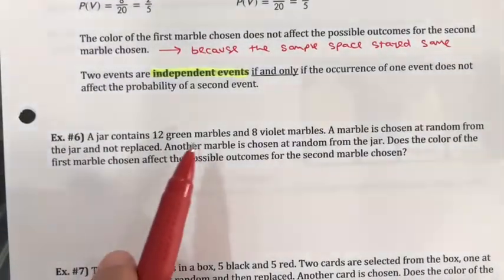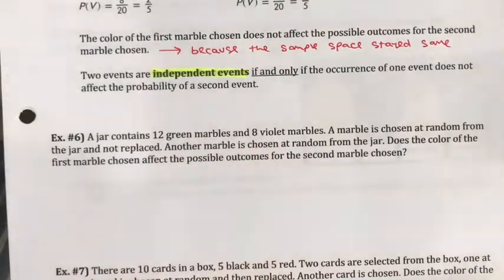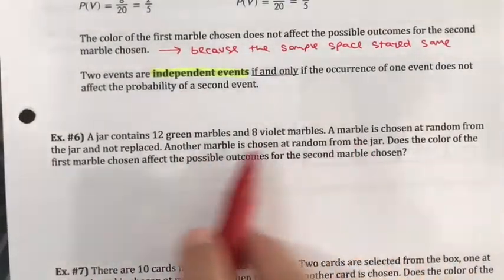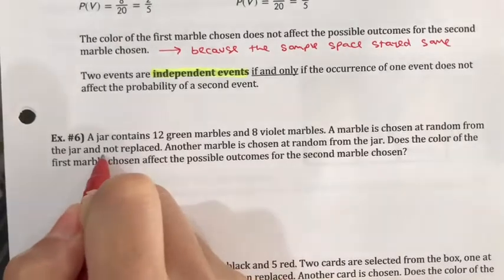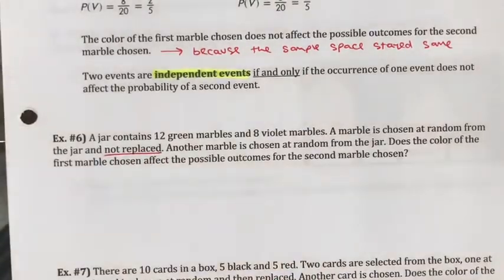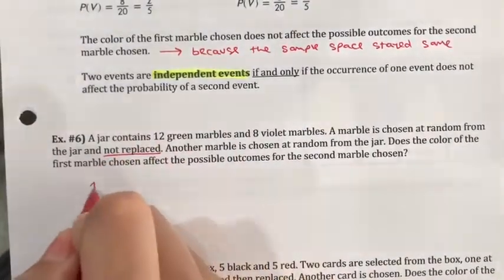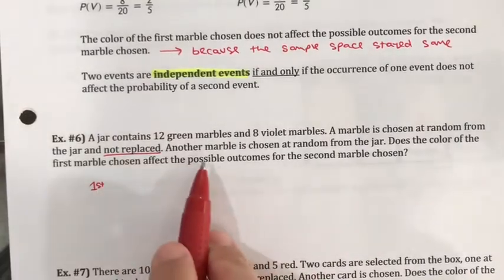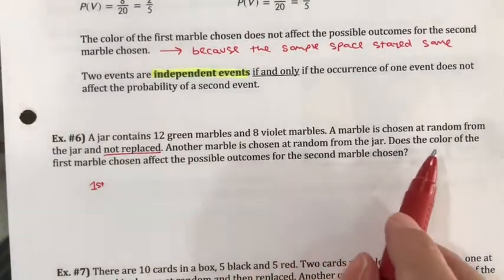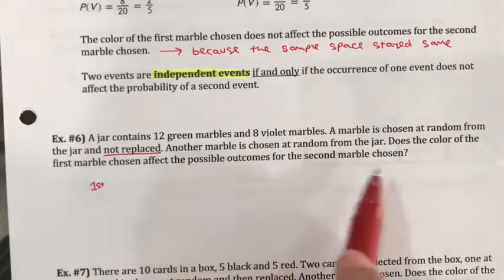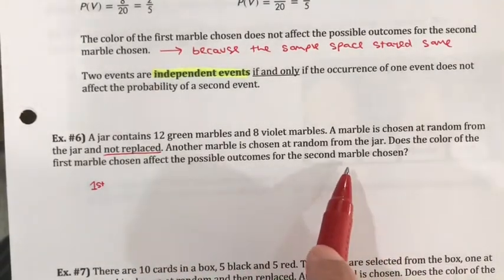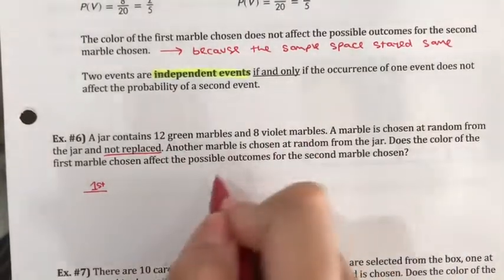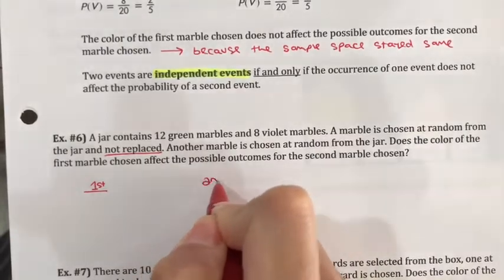So a jar contains 12 green marbles and 8 violet marbles. A marble is chosen at random and is not replaced. Okay, so let's see what would happen. Another marble is chosen at random from the jar. Does the color affect the possible outcomes the second time around for the second marble? So here's the first, here's the second.